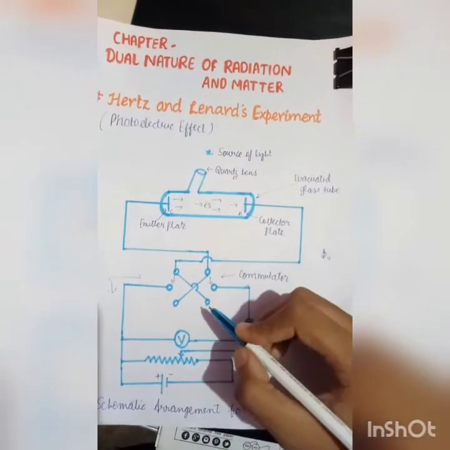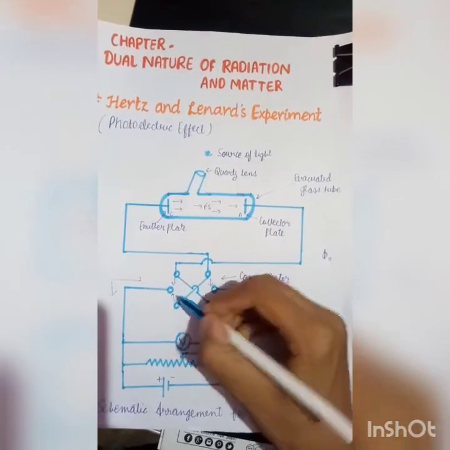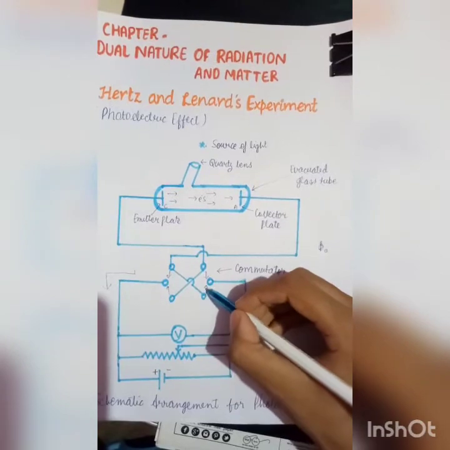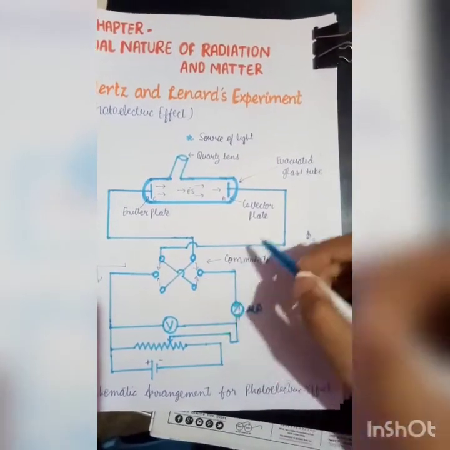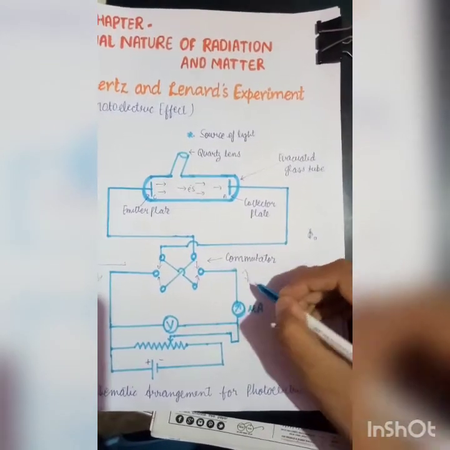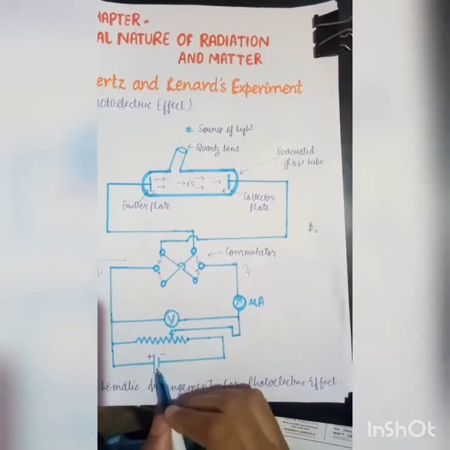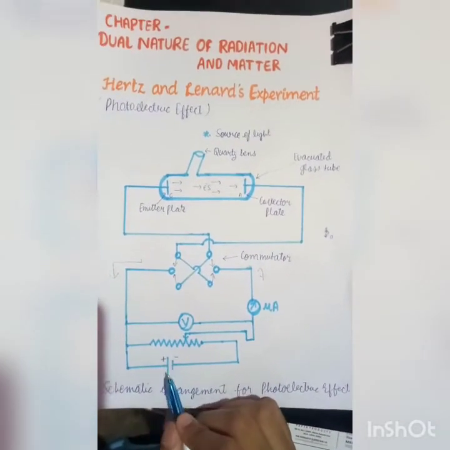Otherwise, if this commutator rotates and this switch connects here and this switch connects here, the flow of current becomes in this direction. So the current becomes negative, because here it is connected to the negative terminal.